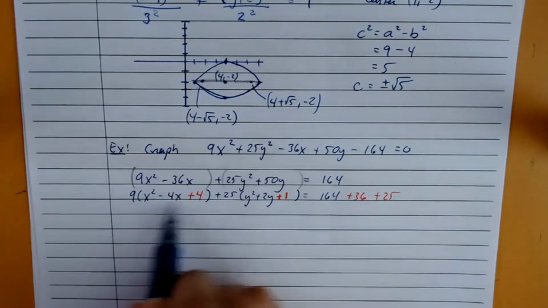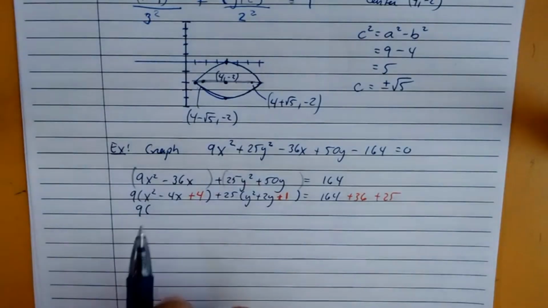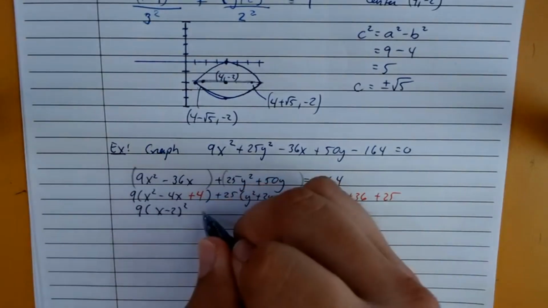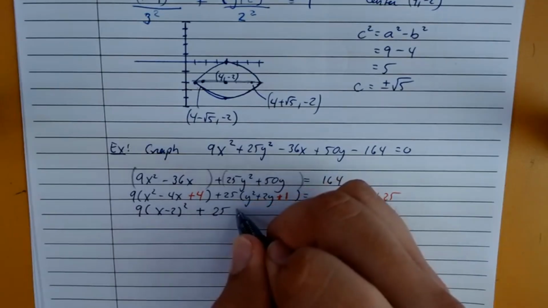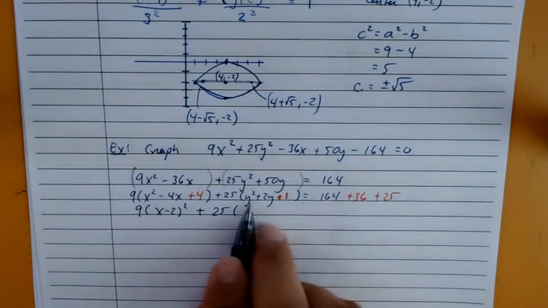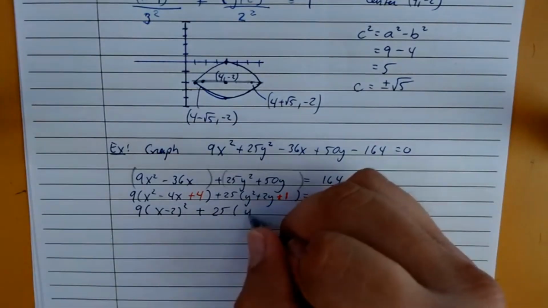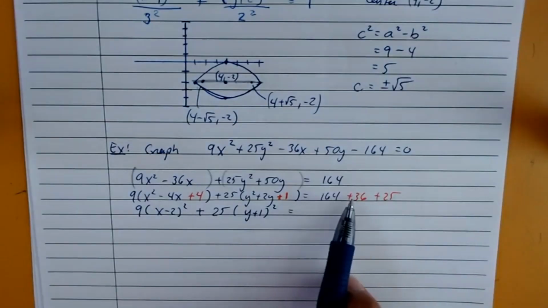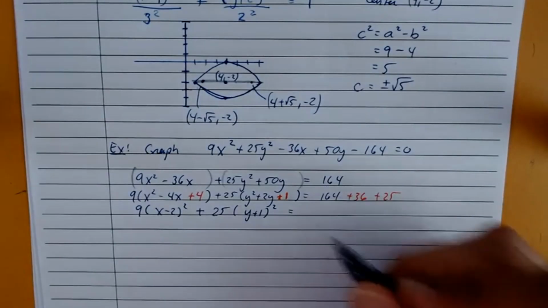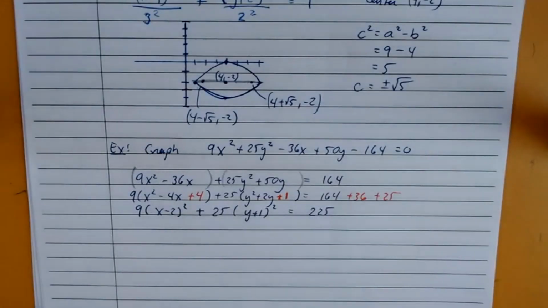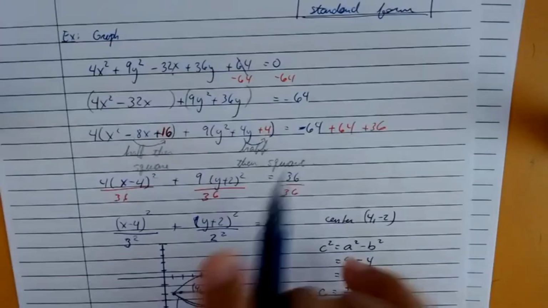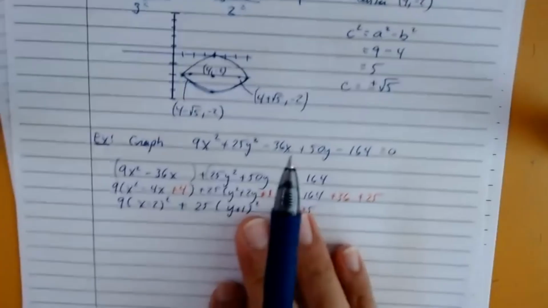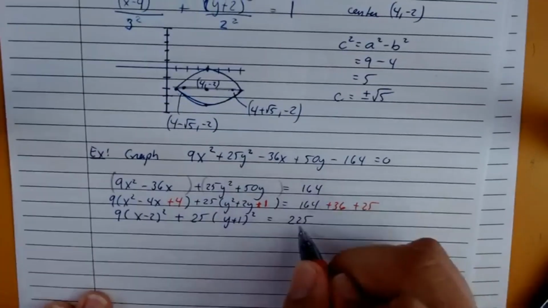But now, this can be factored down. Let me leave my 9 as it was. Here, this factors as (x minus 2) times (x minus 2), or more simply, (x minus 2) squared, plus 25 times (y plus 1) times (y plus 1), or more simply, (y plus 1) squared. And these are just regular numbers. 164 plus 36 is 200, plus another 25 is 225. And now that almost looks like what we want, except that in the standard form, the ellipse should have this constant be 1. So over here, I need to divide everything out by 225.